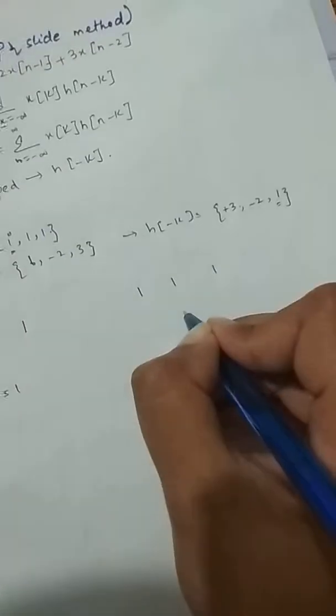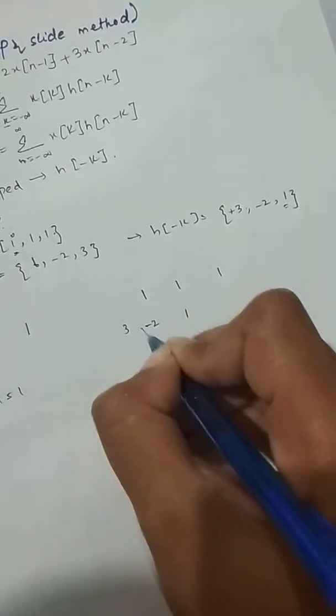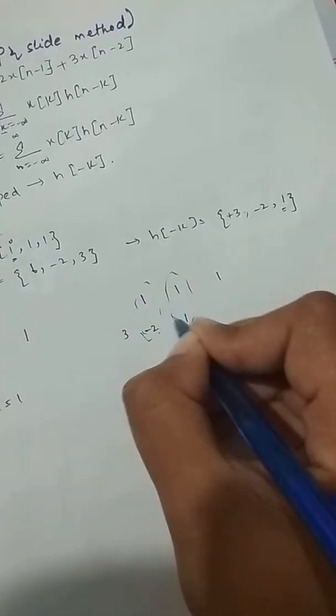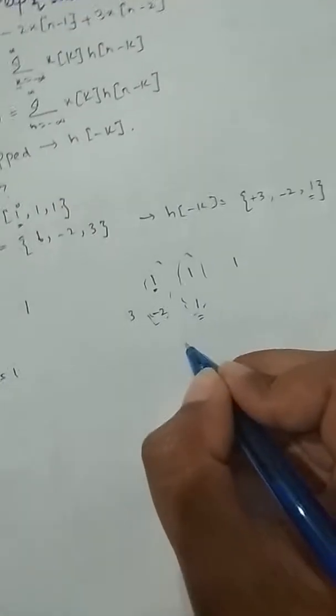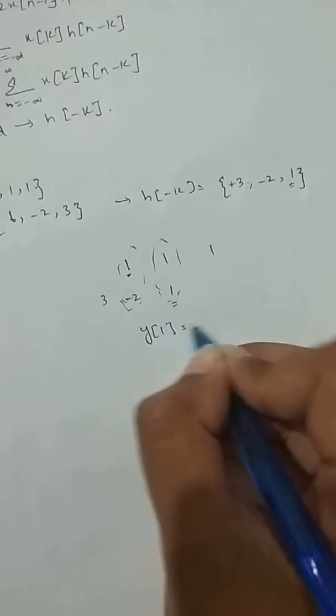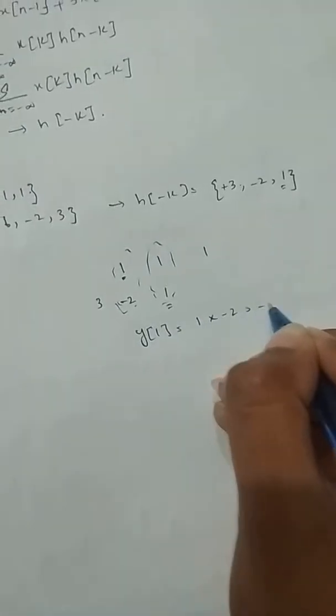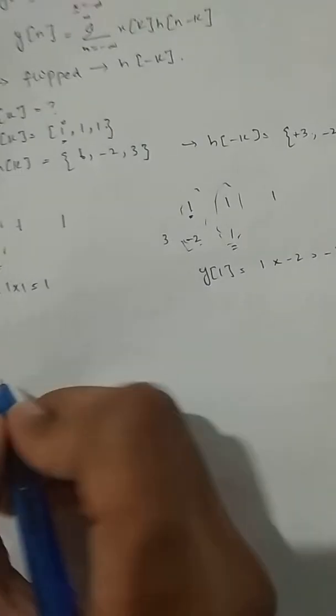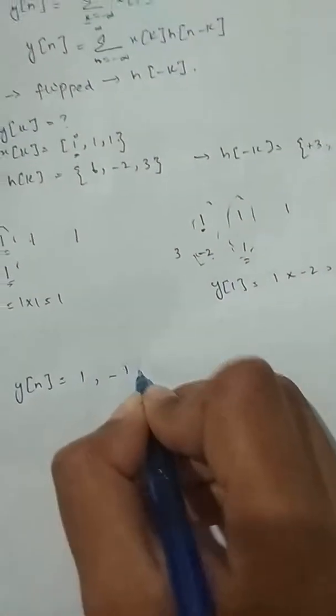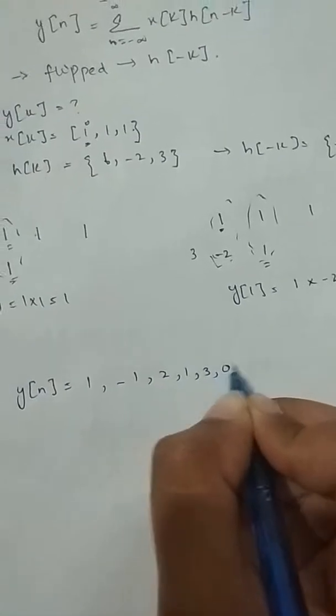Next, this will slide and we will have this index, and then we will have y of 1 as 1 multiplied by minus 2, which is minus 2, and similarly we will plot all of these values and we will get y of n as 1, minus 1, 2, 1, 3 and 0.